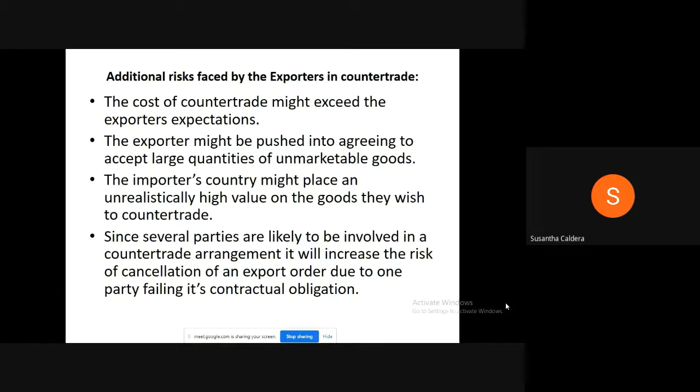The importer's country might place an unrealistically high value on the goods they wish to counter trade. So, whoever the most powerful guy is will win. Since several parties are likely to be involved in a counter trade arrangement, it will increase the risk of cancellation of an export order due to one party failing its contractual obligations.